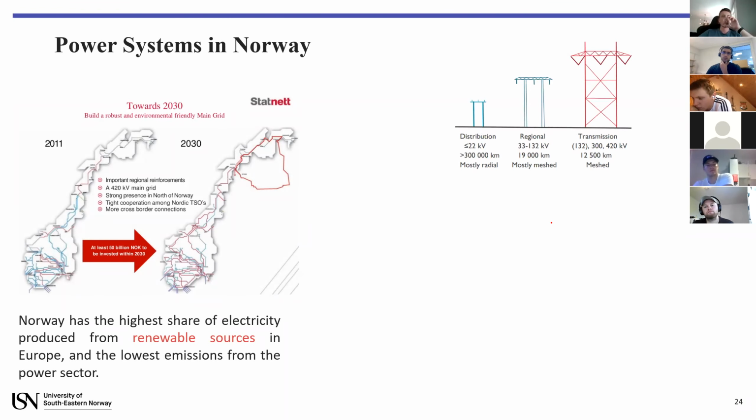And we have a different standard. In Norway, these digits are considered for the voltage. For example, for the distribution, these are the standards in Norway. And this is for the regional and the transmission. In Norway, we have a transmission system, regional system, and distribution system. But in other countries, these two sections are combined as a distribution system. We don't have any regional system, but in Norway we have.